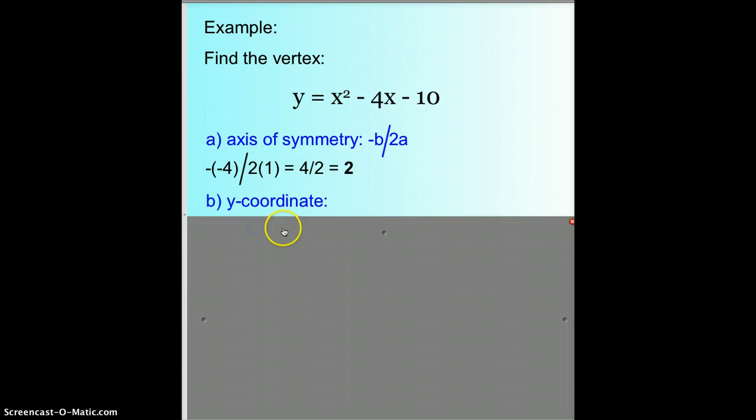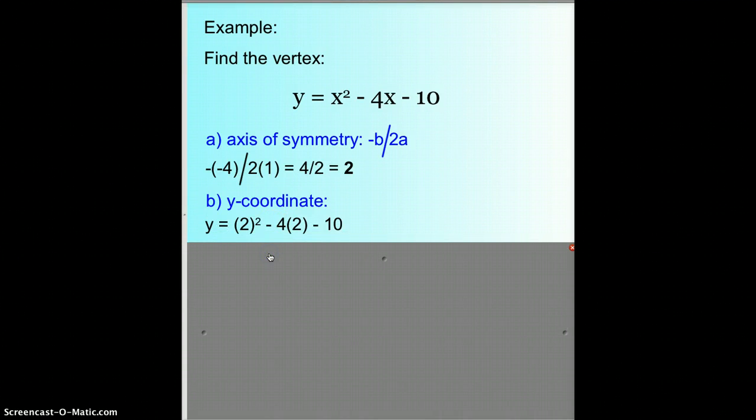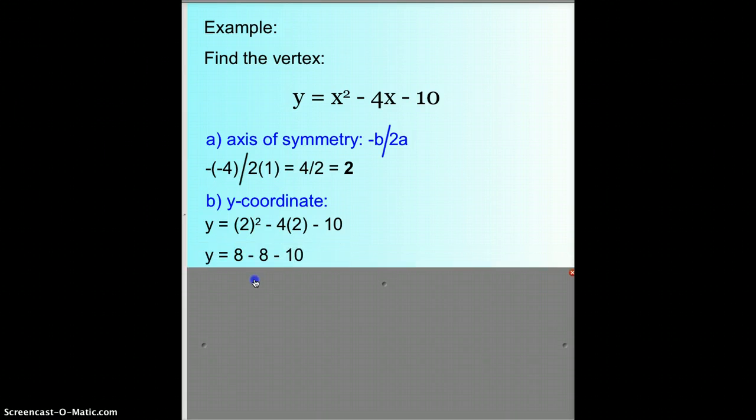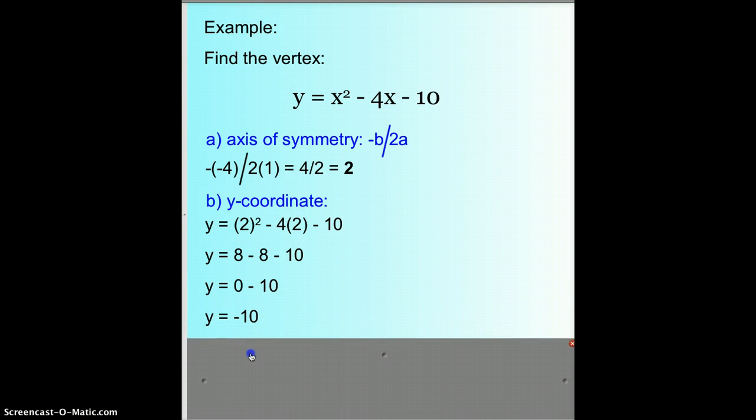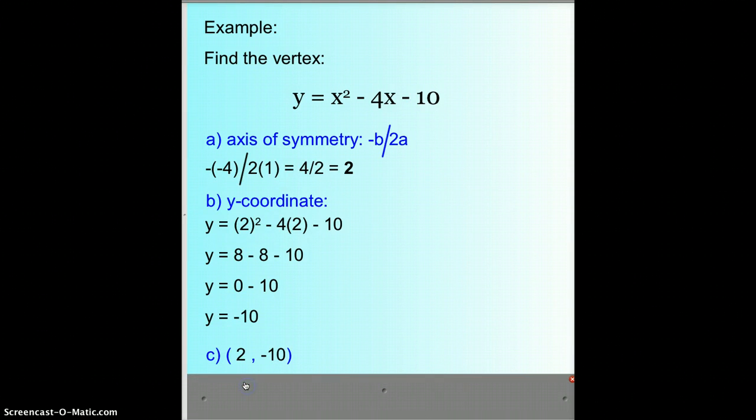To find the y-coordinate, I'm simply going to plug 2 into my equation to figure out what y is. So y equals 2 to the second power minus 4 times 2 minus 10. 2 squared is 4. -4 times 2 is -8, minus 10. 4 minus 8 is -4, minus 10 gives me -14. Therefore, my coordinate is (2, -14), and that would be the vertex of this parabola.